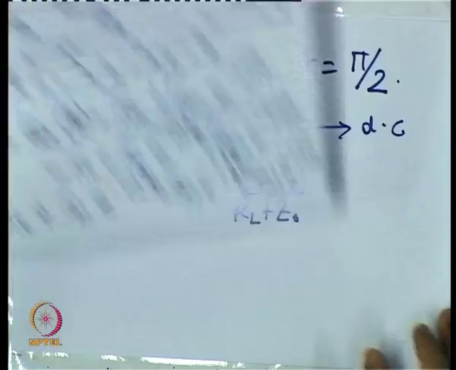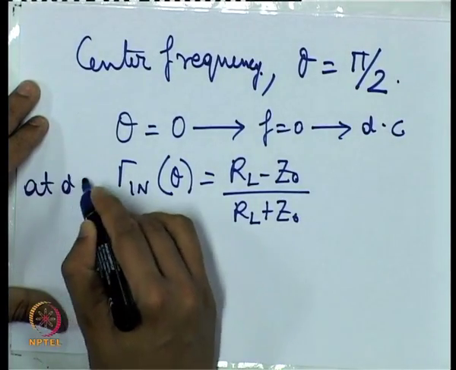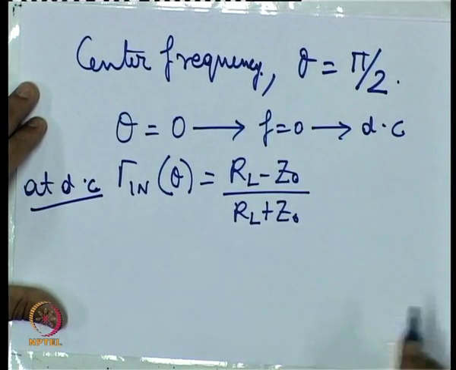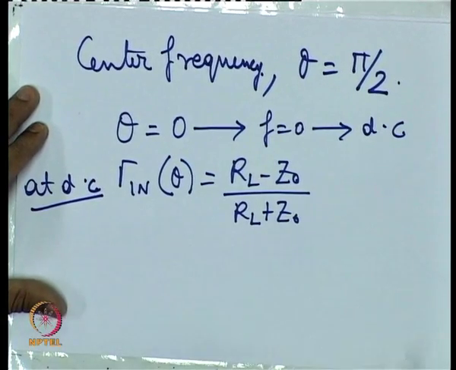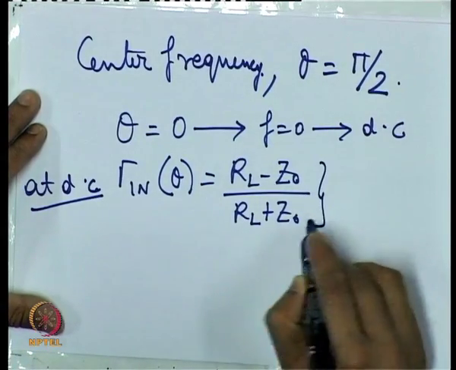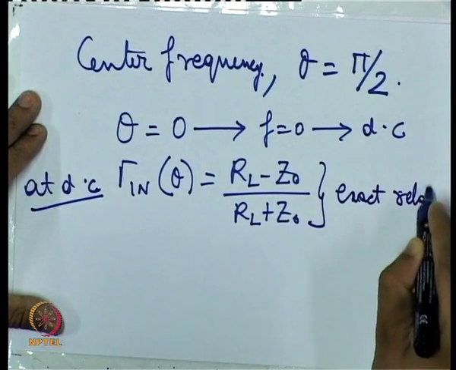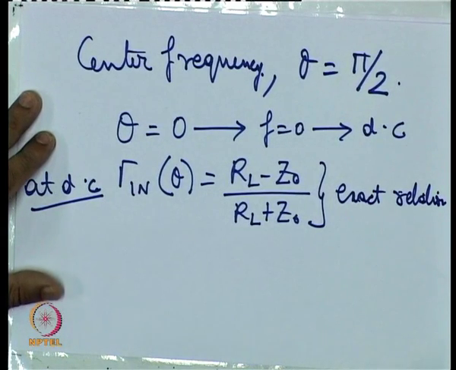That is why I have written here that at DC gamma in theta should be this simple expression. This must be satisfied, otherwise, if this is not satisfied, then there is something wrong with our theory, and we shall use it as a boundary condition. This is an exact relationship which must be satisfied. So let us see whether our expression is satisfying this or not.